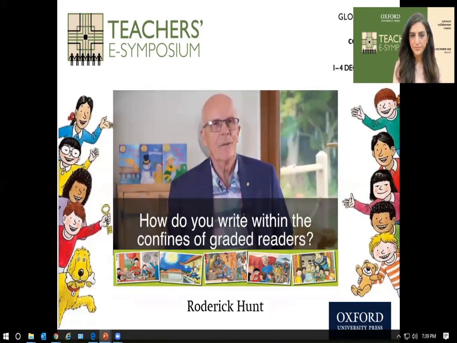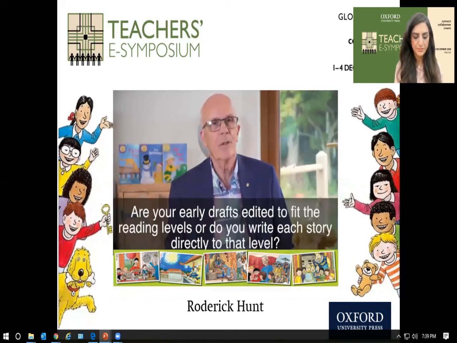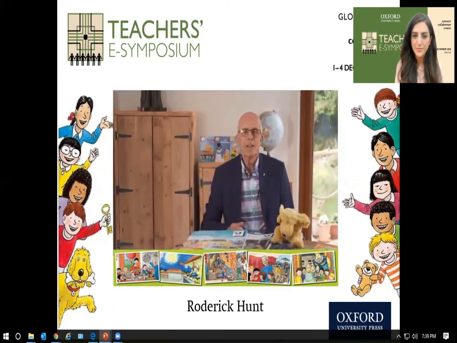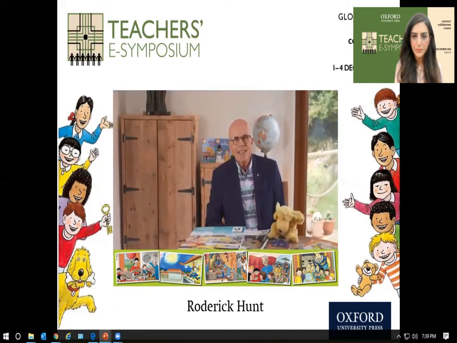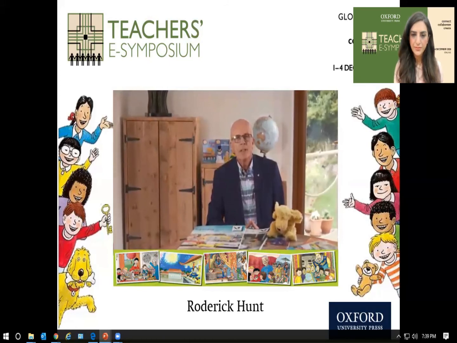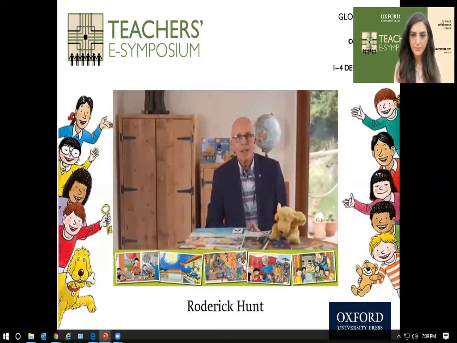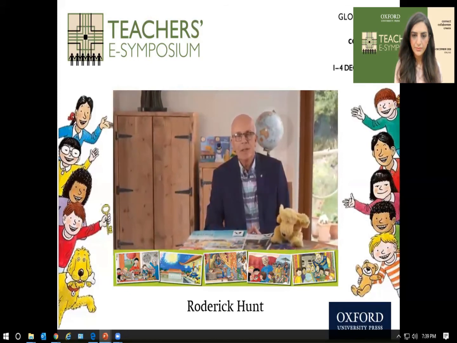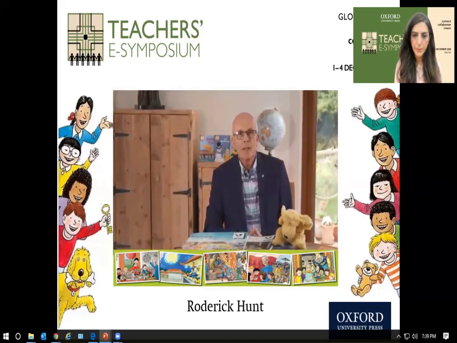How do you write within the confines of graded readers? Are your early drafts edited to fit the reading levels, or do you write each story directly to that level? Well, yes, I do write within the confines of graded readers, and the early drafts are edited to ensure the vocabulary is at the appropriate level. However, the Oxford Reading Tree comprises two sets of stories with quite different approaches and therefore differing vocabulary progressions. The early stories were based on word frequency lists. These were research lists consisting of words children were most likely to encounter in their early reading experience, or of simple words that were most commonly used.